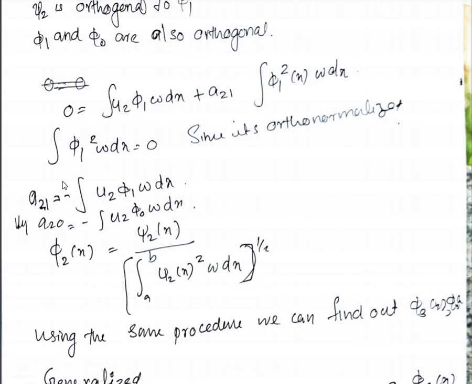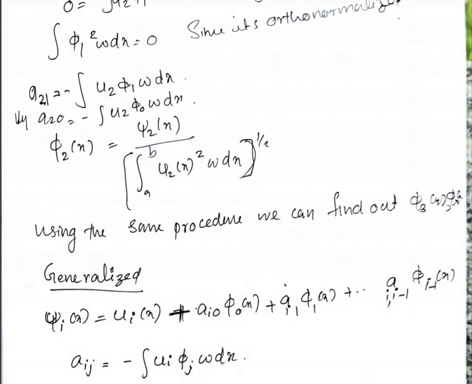So we get psi 2, which is an orthogonal function. Then we have to normalize it by the normalization process. So the normalized function phi 2 of x is equal to psi 2 of x divided by the square root of integral a to b psi 2 of x whole square w dx. So using the same procedure, we can also find phi 3, phi 4, etc.